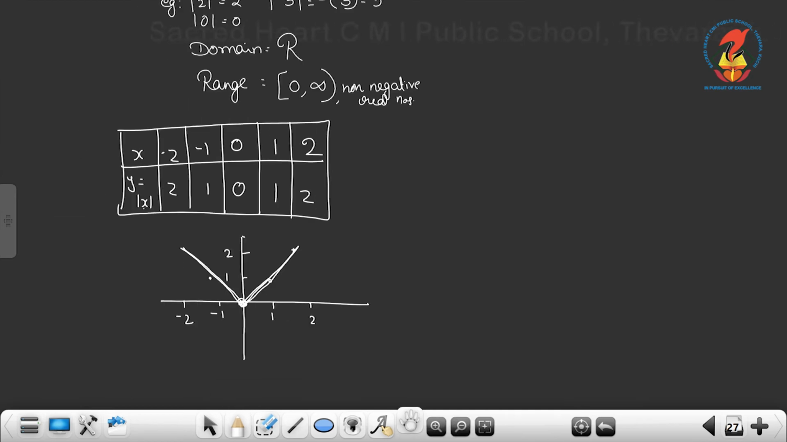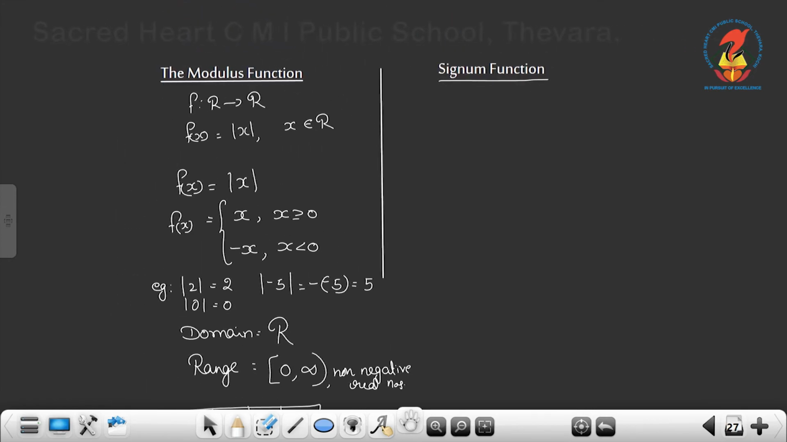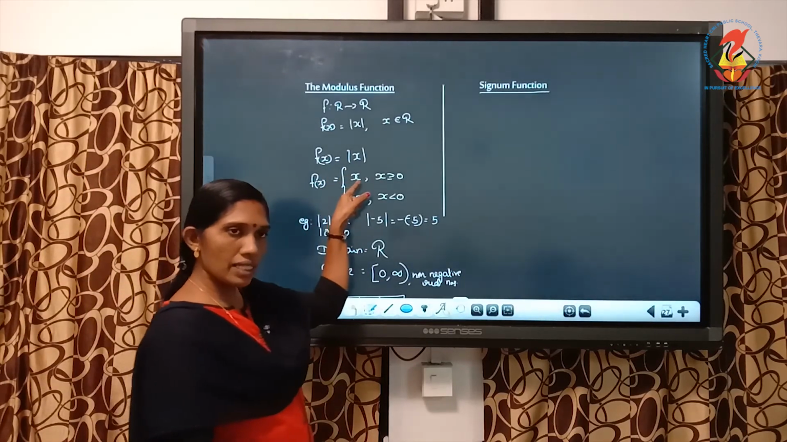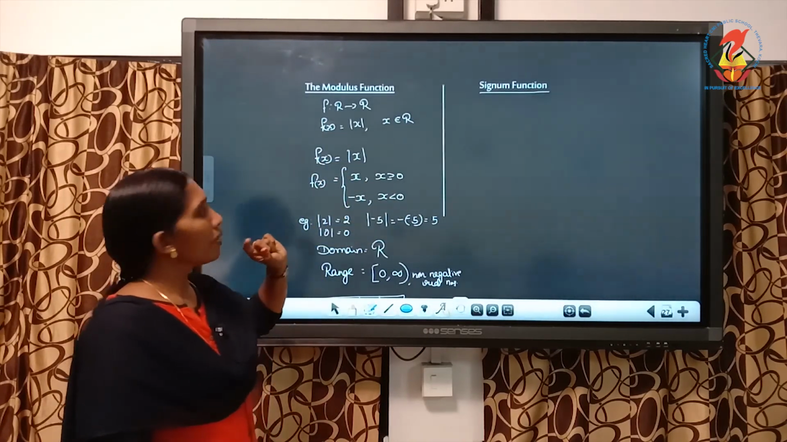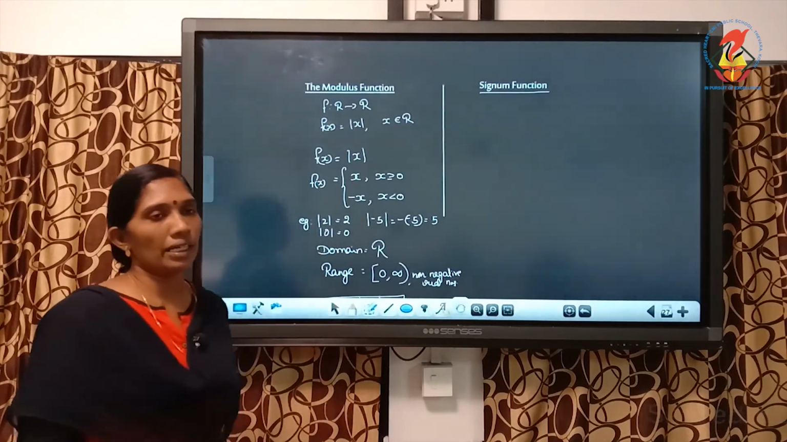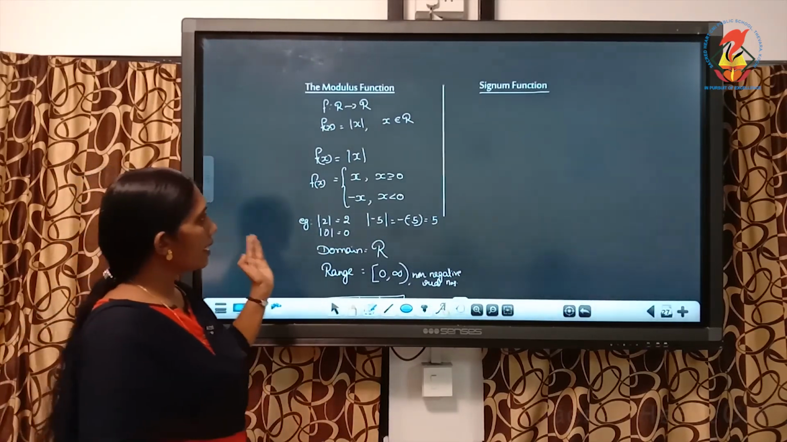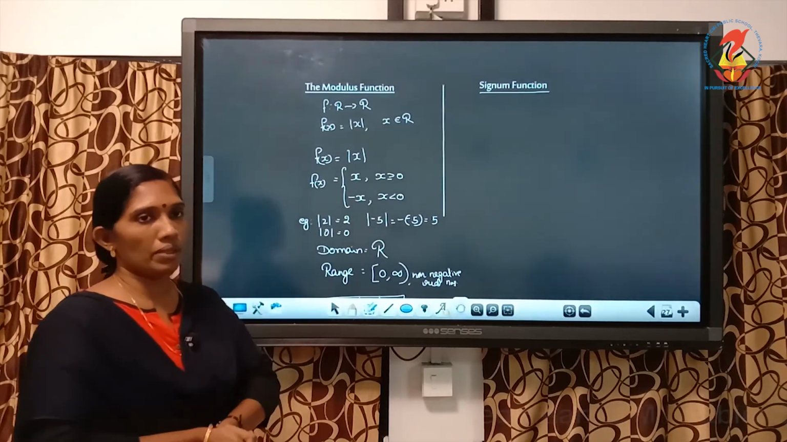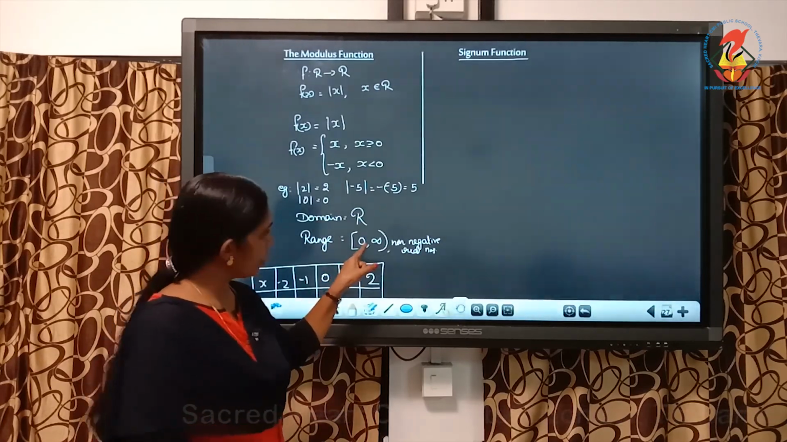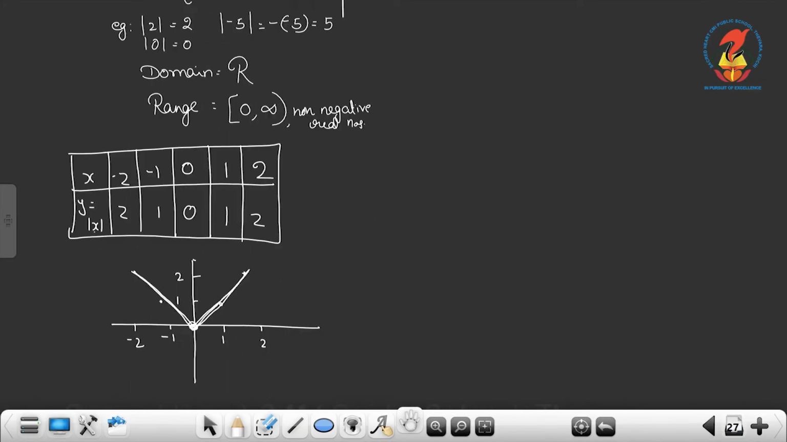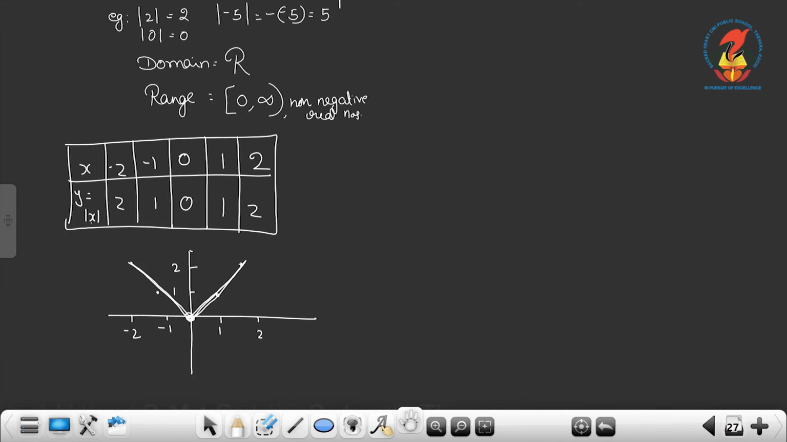So once again, what is a mod function? A function f from R to R is defined by f of x is equal to modulus x, or we can say mod x. And it is again defined as: when x is greater than or equal to 0, mod x is x itself. When x is less than 0, mod x is defined as minus x. Then for this x you can give any real number. So the domain is real numbers and the range is always a positive number, 0 or more than 0. So it is non-negative real numbers, or we can write 0 to infinity. Then the graph is a V-shaped graph.